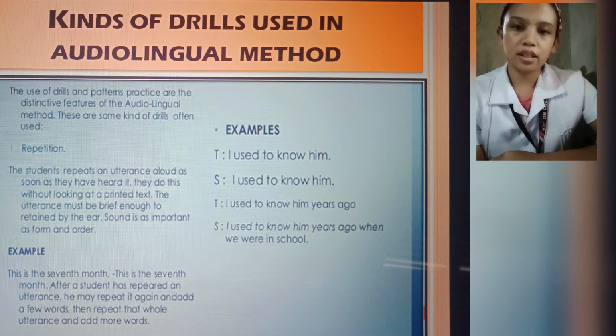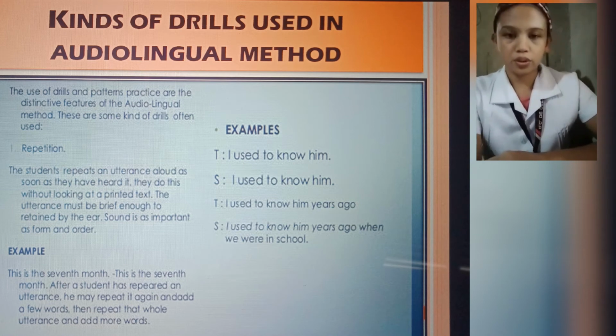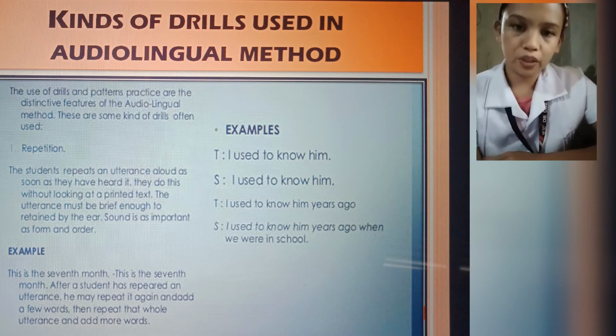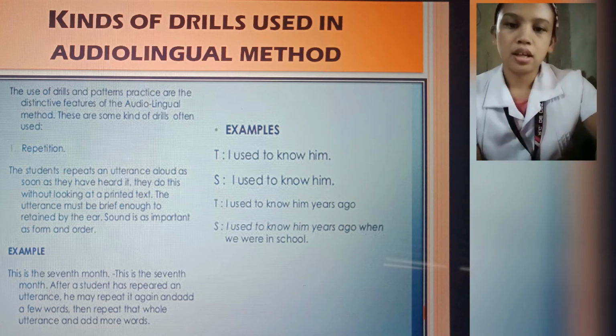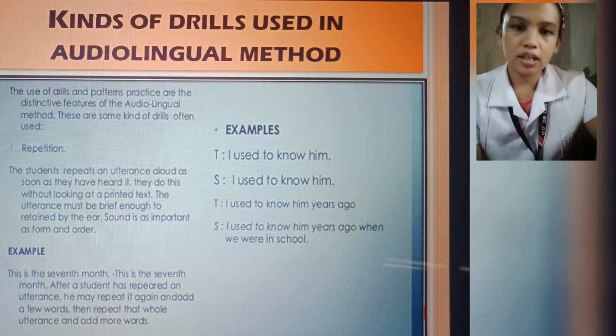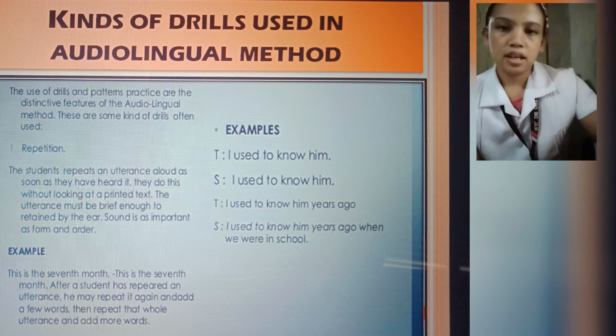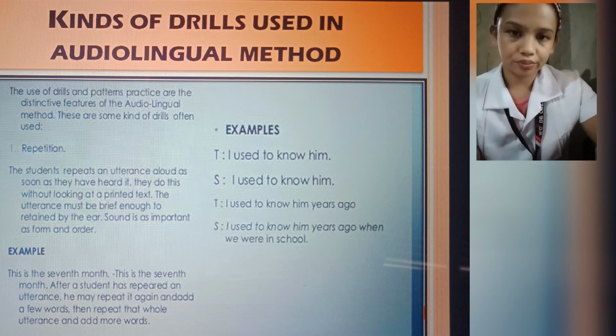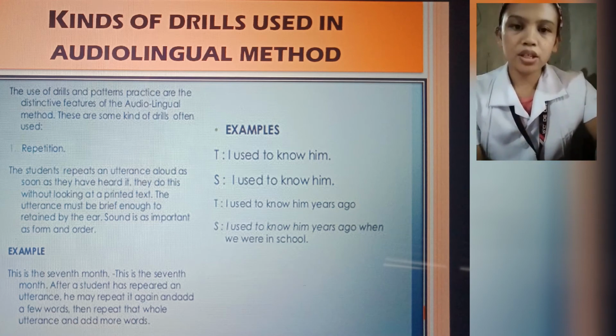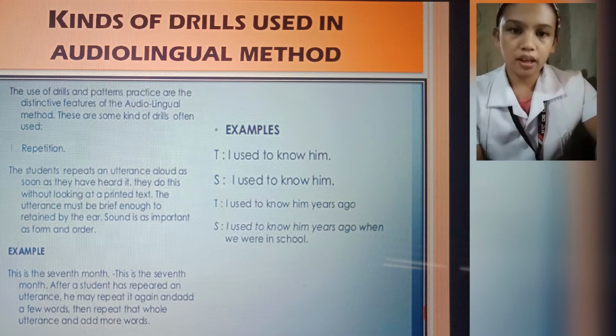Sound is important as a forming order. So, the example of repetition: This is the 7th month. After the student has retained the utterance, he may repeat it again and add a few words.